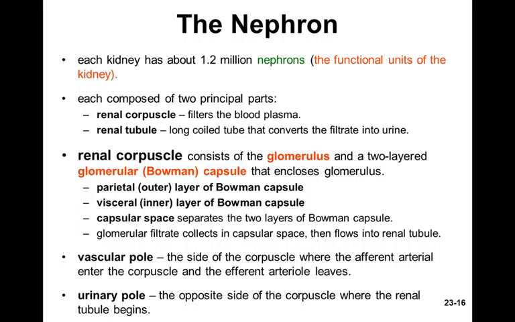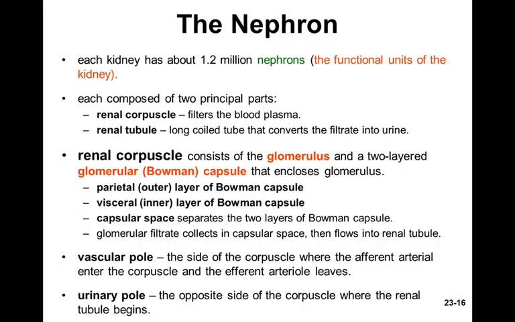Okay, so let's get to the nephron. Each kidney has over 1 million nephrons, and these are, of course, the functional units. Now, there are basically two big parts, the renal corpuscle and the renal tubule. The renal corpuscle filters the blood. That's where the blood is actually filtered. The renal tubule is a long coiled tube that converts the filtrate into urine. And this is actually what leads into the ureters, into the bladder, and out of the body.